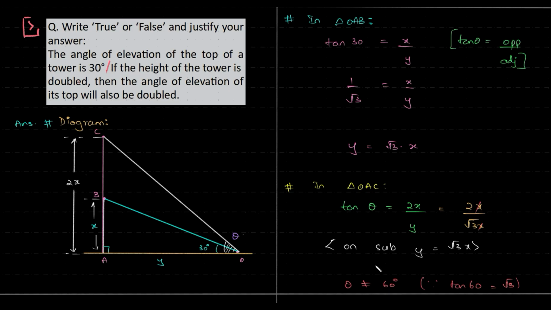So we found theta to be not equal to 60. That's enough. You don't have to find the exact value. 2 by root 3 is something you don't have, right? So you won't be able to find the exact value without the calculator. We just tell that yes, this is not equal to 60 degree, and so the statement is false.